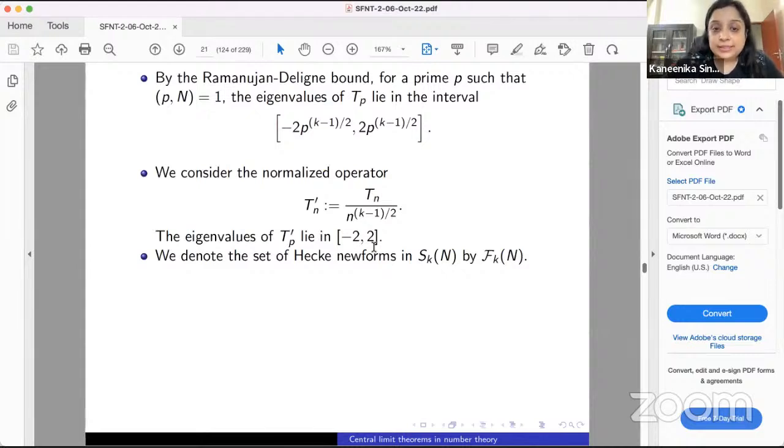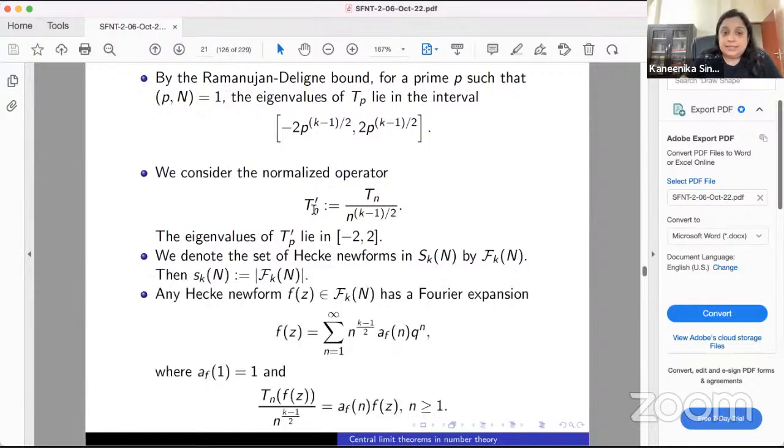So first of all, we denote the set of Hecke newforms in S_k of N by F_k of N. So this is an eigenbasis. This is a basis of this space of primitive cusp forms. And each cusp form in this basis turns out to be an eigenvector of all the Hecke operators. As a result, your Hecke newform, so this is actually, even if you don't know the theory of modular cusp forms very well, it is very important.